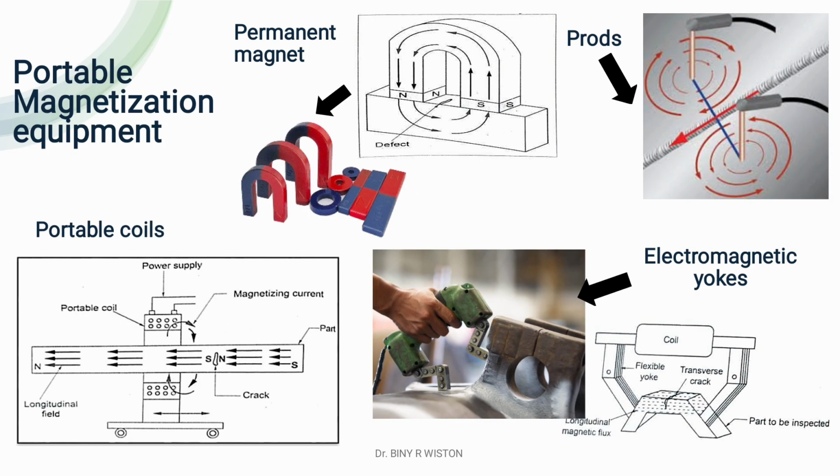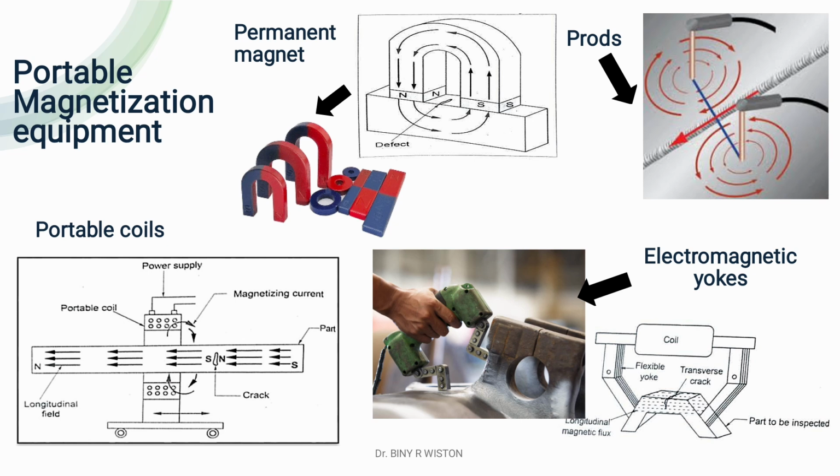Here you can see the pictorial representation of permanent magnets, electromagnetic yokes, prods, and portable coils. So these prods are handheld electrodes. They're typically made of copper and have an insulated handle to protect the operator.